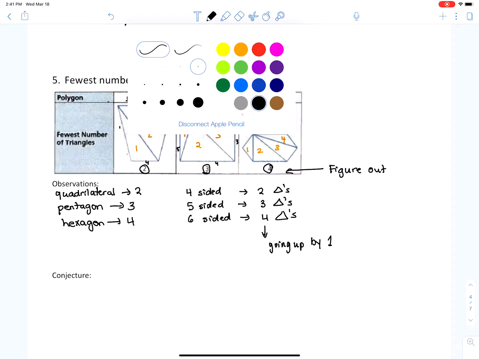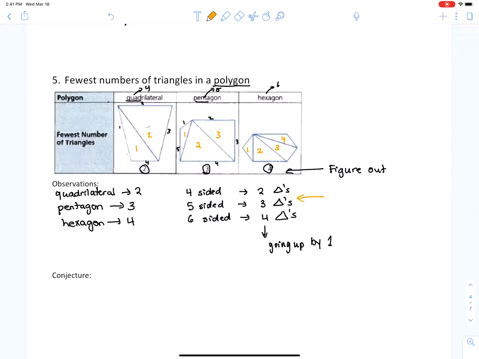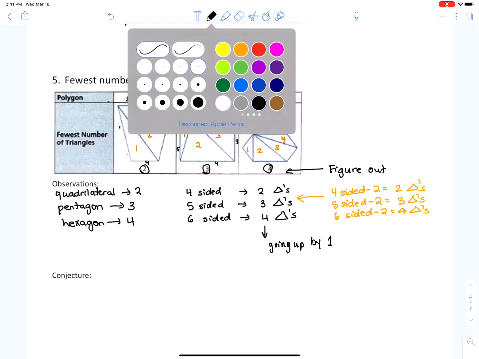I could also notice that if the shape is 4-sided, it's 2. So 4-sided minus 2 gives me 2 triangles. If I do a 5-sided shape minus 2, I get 3 triangles. If I do a 6-sided shape minus 2 equals 4 triangles. So maybe the number of triangles formed is 2 less than the number of sides you have in the polygon. So that's what my conjecture I'm going to write.